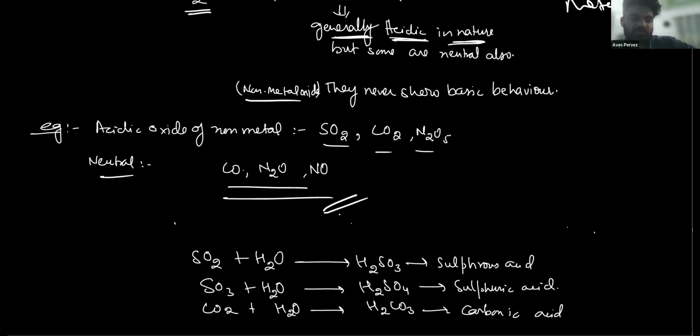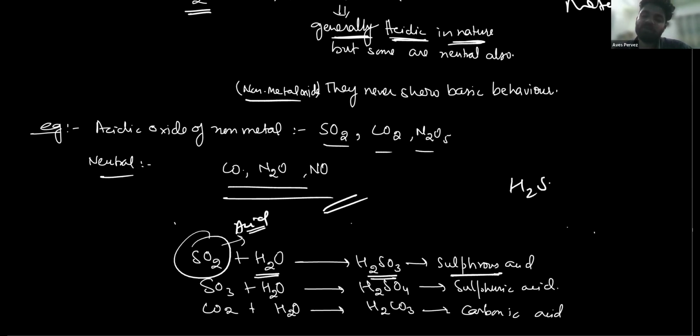Done? Okay. So you see that sulfur dioxide, sulfur trioxide or carbon dioxide are non-metallic oxides, so they are acidic in nature. If these are added to water, they form acids. For example, SO2 when it reacts with water forms H2SO3. Keep in mind that if the gas is SO2, then here we will have H2SO3.